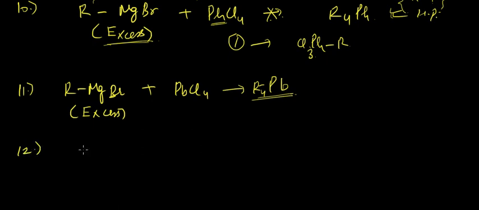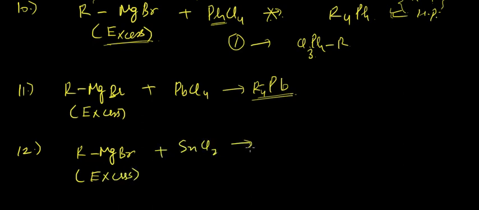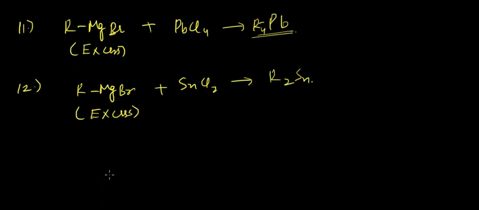Next example is RMgBr again in excess. We have SnCl2 here. So what would be the product formed? It would be simply R2Sn.